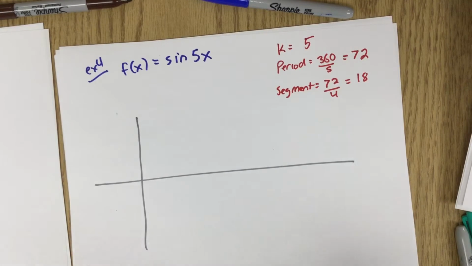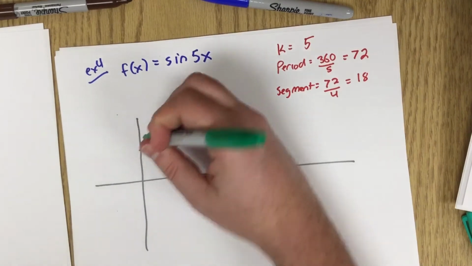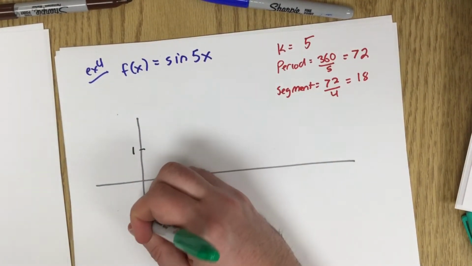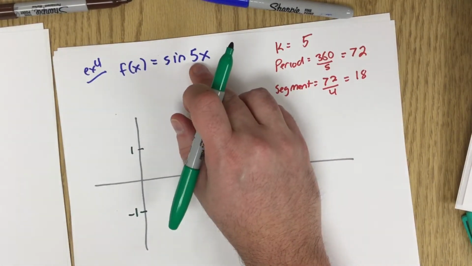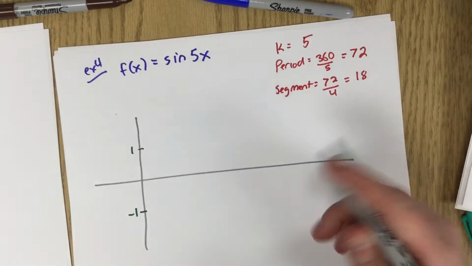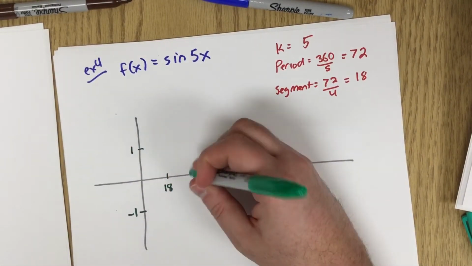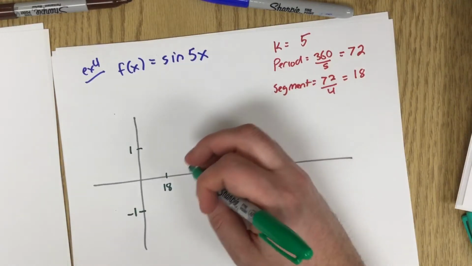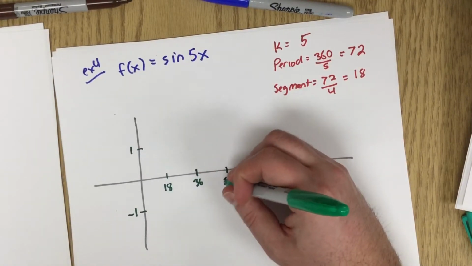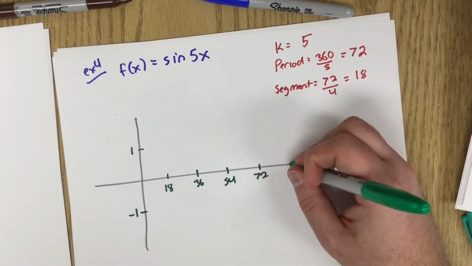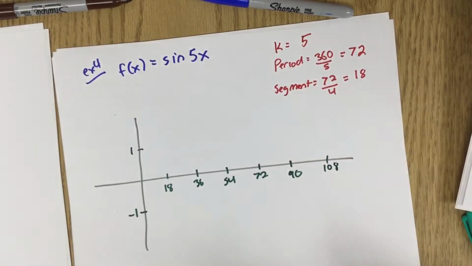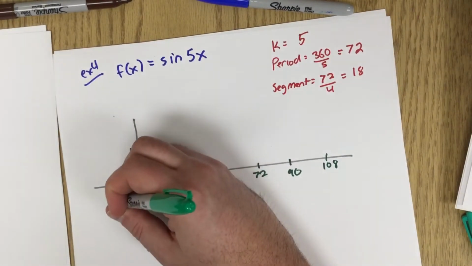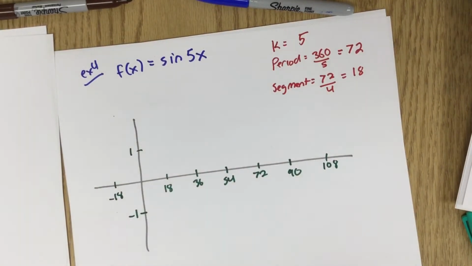Okay, so now we could go and graph this thing. There's nothing really special going on with the amplitude or the central axis. So it goes from -1 to +1. And we're going to go up by 18. So this has been squished, horizontally compressed, by a factor of 5. So it's going to be a pretty short period indeed. It's going to be 18, 36, 54, 72, 90, 108, etc., etc. And if we went the other way, of course, it would be -18 over there.